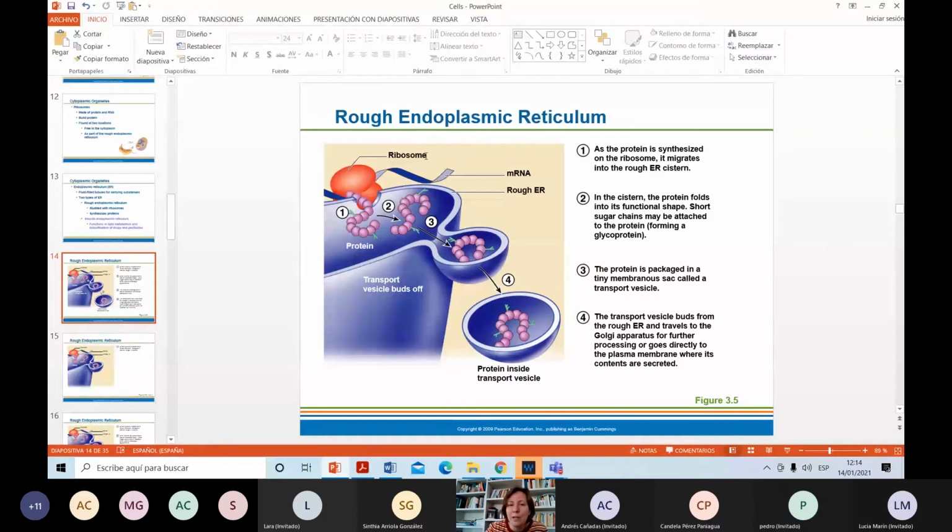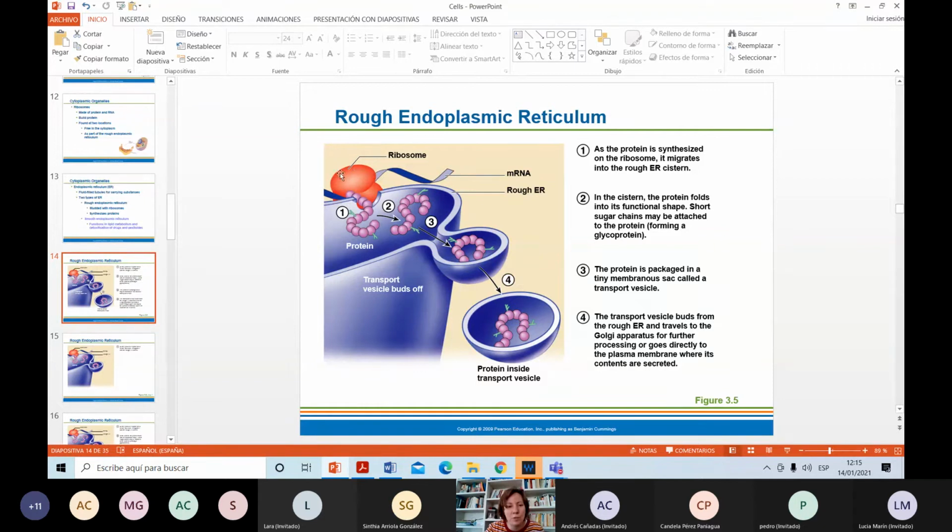ribosome, and the ribosome has an important mission, that is, read the messenger RNA in order to produce proteins. So this purple molecule is a protein that has been produced in the ribosome thanks to the information given by the messenger RNA. I already have a protein.